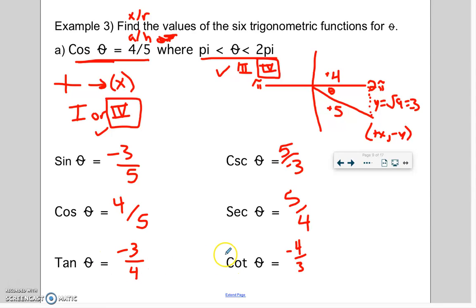So both cotangent and tangent are negative. Cosine and secant are both positive because those pertain to the x values. And sine is negative because that pertains to the y values.